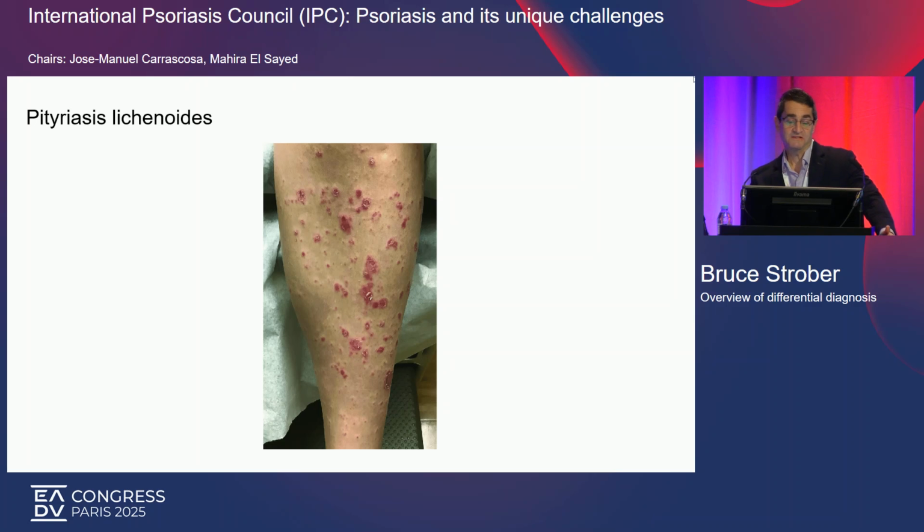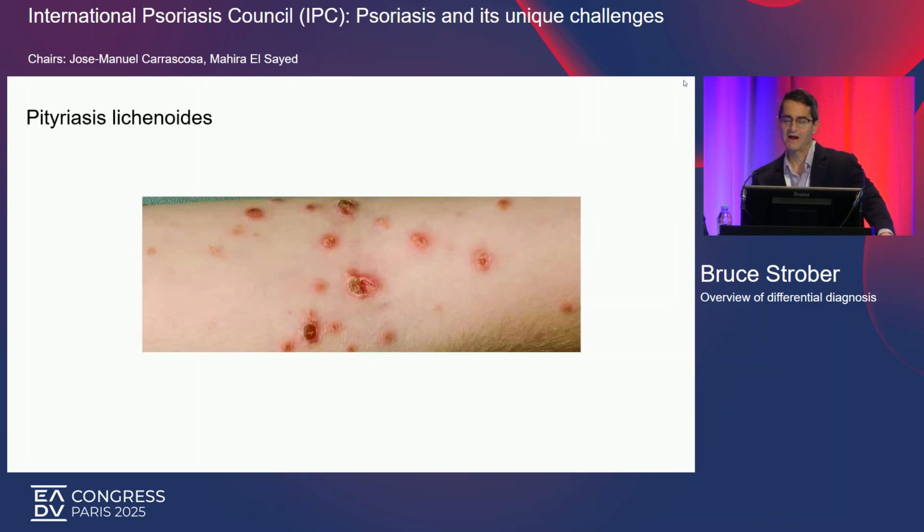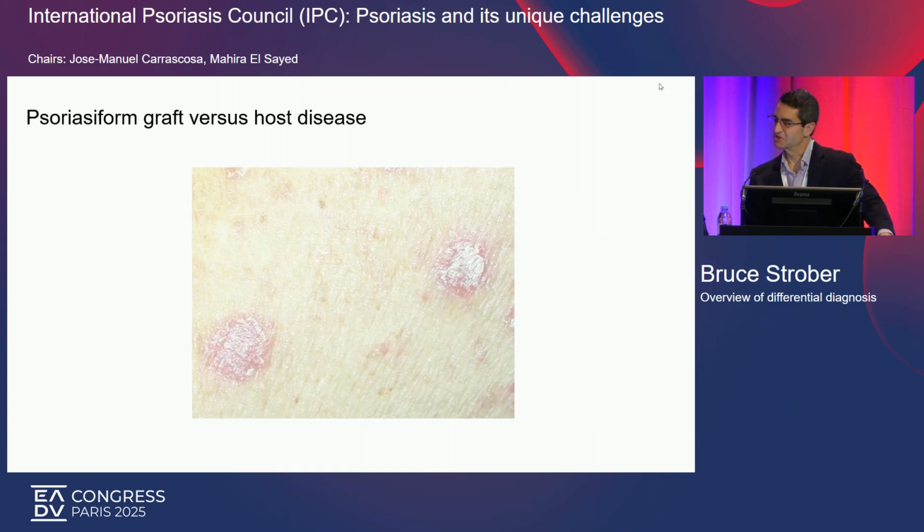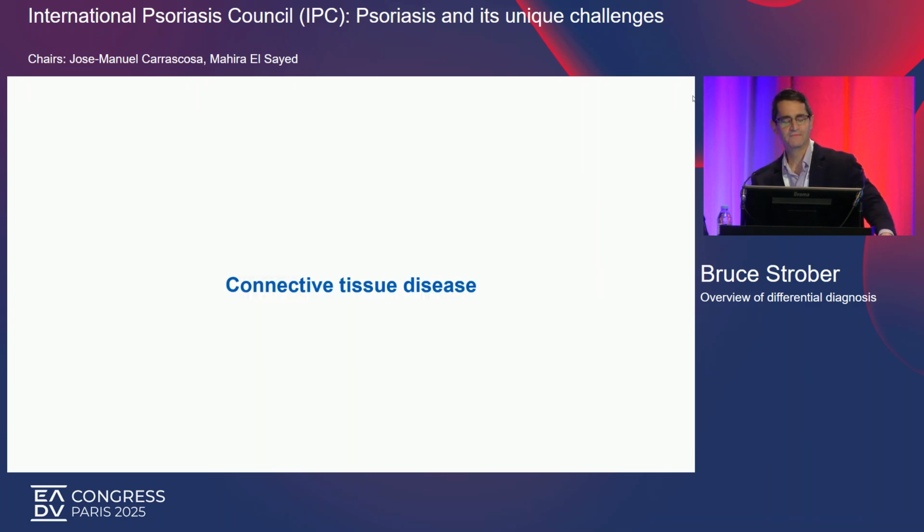Pityriasis lichenoides, clearly that looks like psoriasis, and probably would require a biopsy here. This more of this crusted look of pityriasis lichenoides, but still easily mistaken. There's a psoriasiform graft versus host disease. It's a subtype of GVHD. Psoriasiform looks like psoriasis to me. Obviously, the patient would have a history that's more consistent with GVHD, so it would be harder to mistake it.